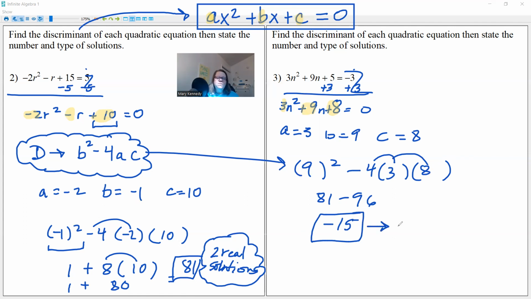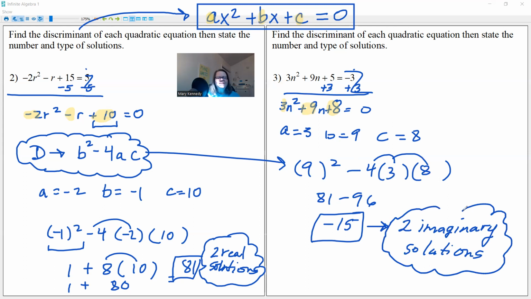And what that tells me is that a negative answer means I'm going to have two imaginary solutions. Now, if you haven't learned about imaginary numbers yet, that's okay. Just know that's what they're called. They're a whole new set of numbers. And sometimes you'll see that written as complex. So you may not see two imaginary numbers or solutions. It may say two complex solutions. It means the same thing. So complex or imaginary. All right. Positive is two real solutions. Negative is two imaginary solutions. And all right, we'll leave it at that.